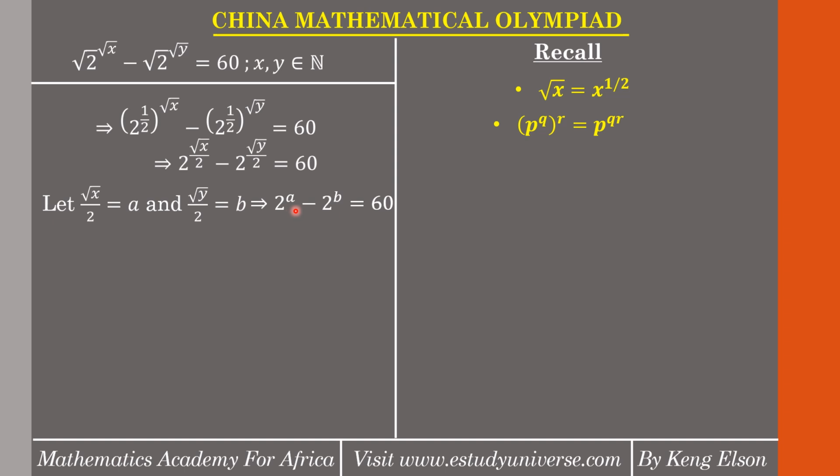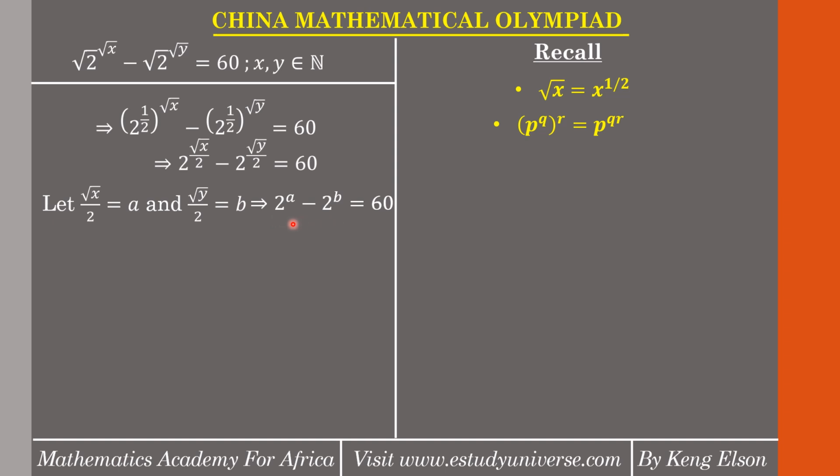Okay, so a is going to be bigger than b. So if a is bigger than b, you take 2 to the power on both sides. You're going to have 2 to the a bigger than 2 to the b, because the exponential function is an increasing function when the powers are positive. In this case a is bigger than b, so 2 to the a will be bigger than 2 to the b.